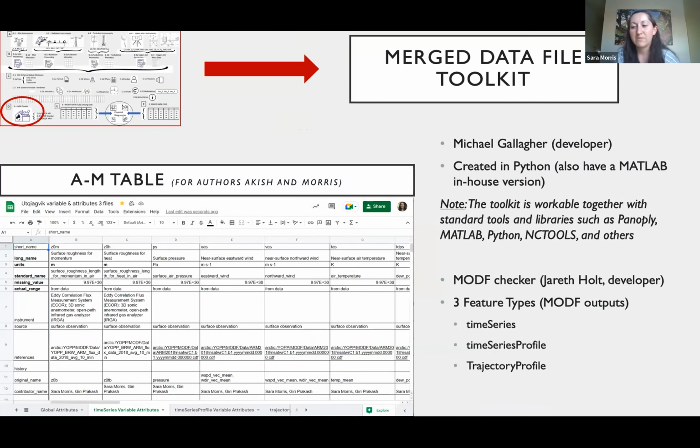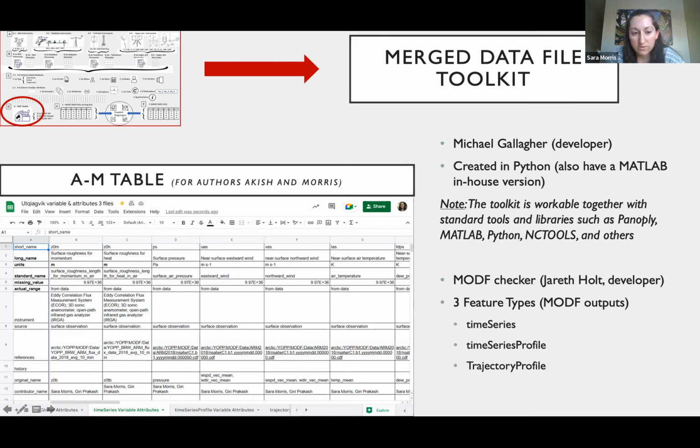So this is the big meat of creating a MODF. This is the toolkit that we've developed, and it can create MMDFs or MODFs. It should be publicly available hopefully in August or September. It's developed by Michael Gallagher, who sits in PSL, in Python, but the toolkit is workable together with standard tools and libraries, such as MATLAB, Python, and NC tools. And Elena Kish, who also sits in PSL, coordinated with Michael to produce a MATLAB version for our PSL in-house use, and it's been great and super easy to go between the two.